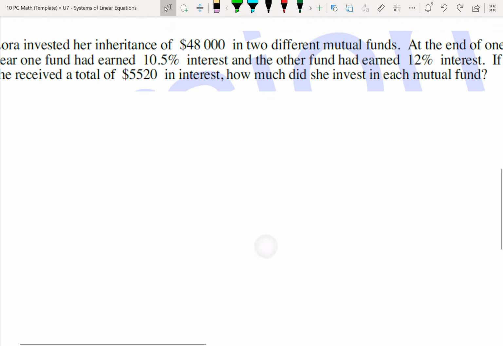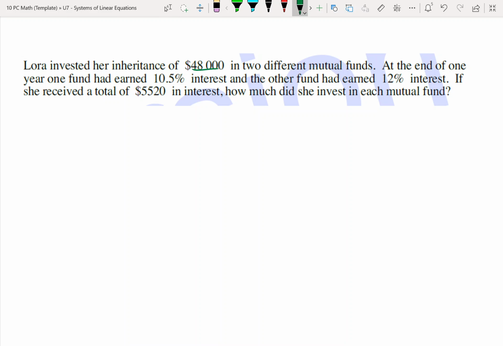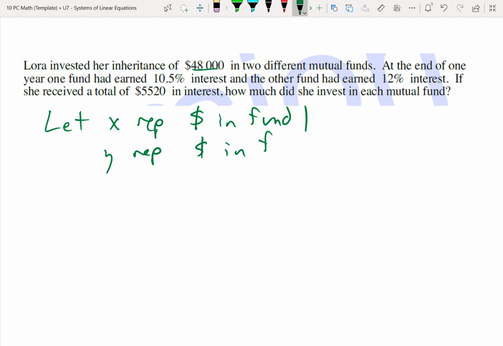All right, second one, we got some investments. She invested a bunch of money, and here it says how much did she invest in each mutual fund. So I'm going to say let X represent the amount of money in fund 1, and then Y will represent the money in fund 2. It says her total inheritance was $4,800. So I can make an equation out of that. That's going to be X plus Y equals 4,800, because amount of money, amount of money, amount of money.